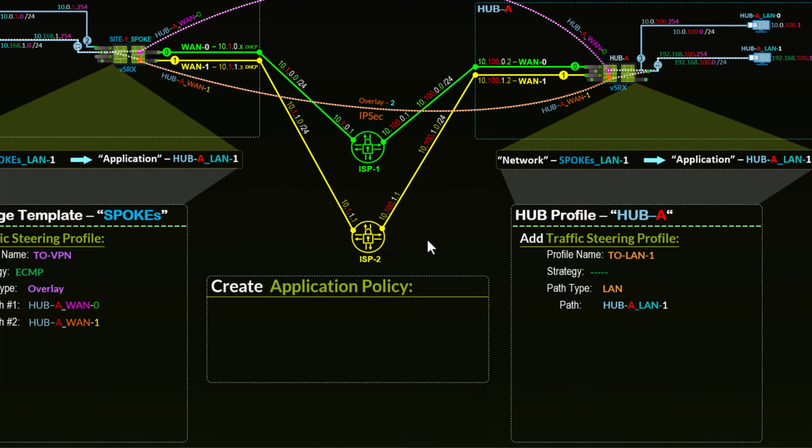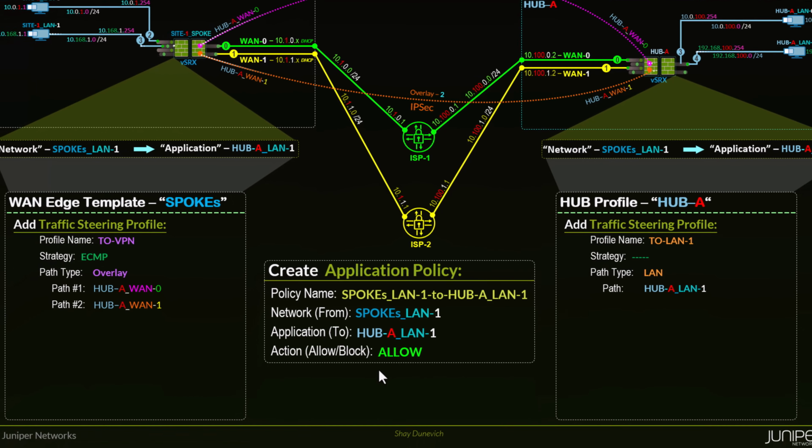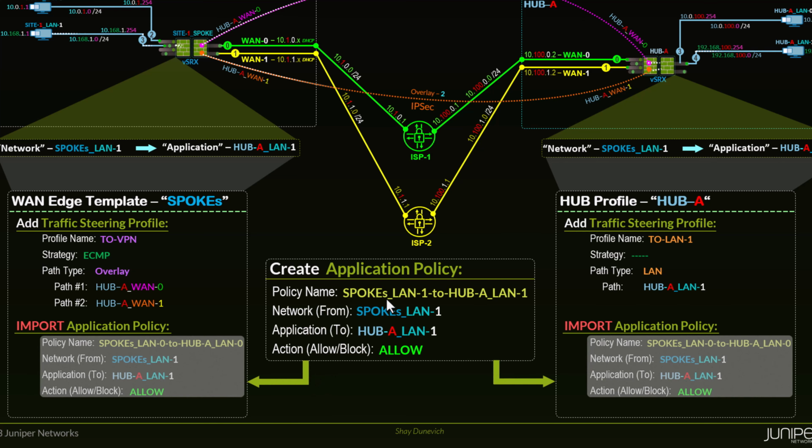And after we do that, we can go ahead and create an application policy in our central repository for the applications. We'll select the from network, which is going to be LAN 1, and then we'll be able to select our application since we have already added hub A LAN 1 application, and the action would be allow. And then in each one of these spoke templates and also the hub profile, we'll be able to import this one single policy that we have created, and then just apply the correct steering profile.